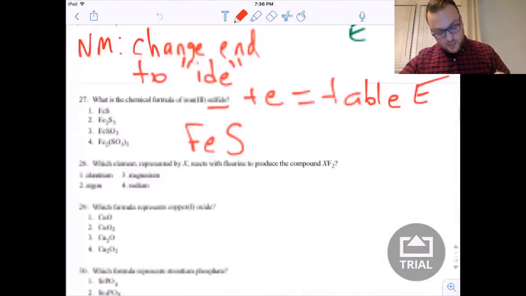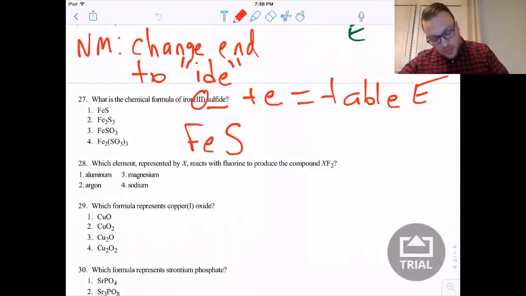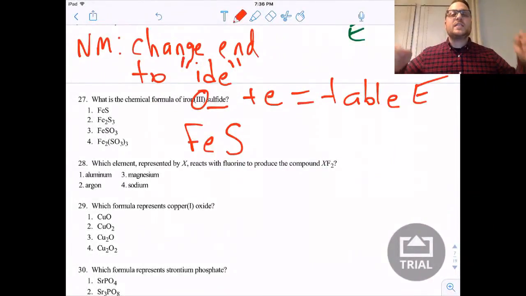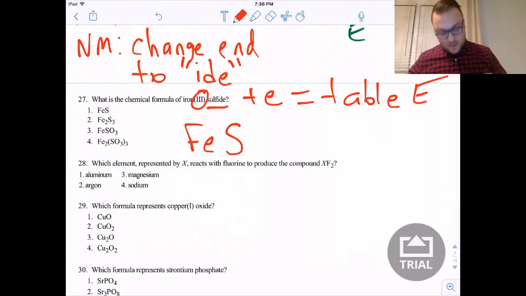Iron 3. The 3 does not mean this, which isn't an answer choice, thankfully, but you know that's probably going to be one on the midterm where they put an answer choice like that. The 3 does not mean that you have 3 irons. So please don't do that. The 3 means you have a charge on your iron that is 3.